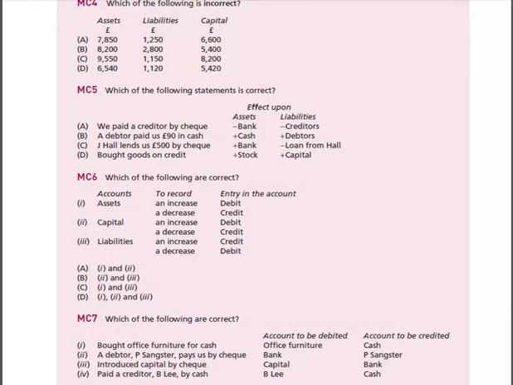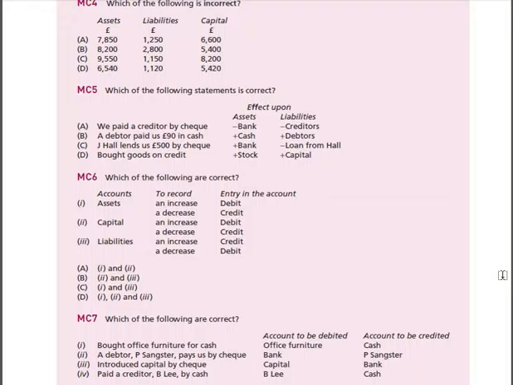Question number 6. We have to choose which of the following are correct. It is the concept that we did in the second chapter. Assets: to increase an asset, we would debit it, and to decrease the asset, we would credit it, which is correct. Capital: to increase is debit? No, because to increase the capital, it is a credit. So the second one does not look correct.